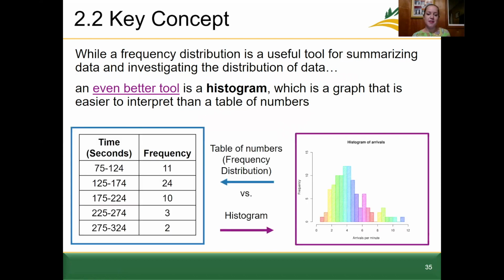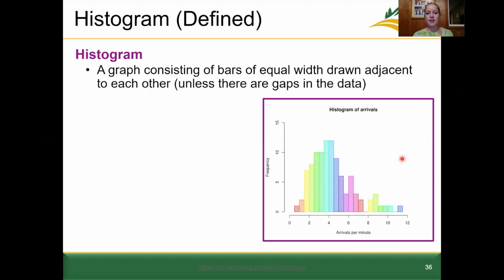On the left, we have a frequency distribution table like you saw in 2.1. On the right, we're going to cover histograms in 2.2. And this here is a preview of what histograms look like. Okay, so to define a histogram, it's a graph consisting of bars of equal width drawn adjacent to each other unless there are gaps in the data.